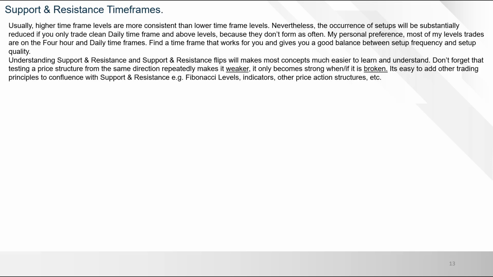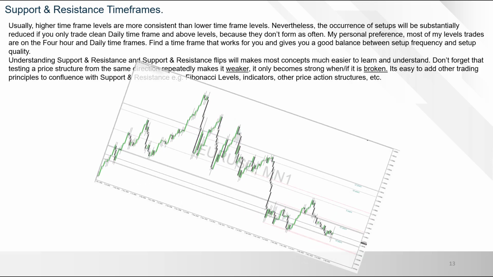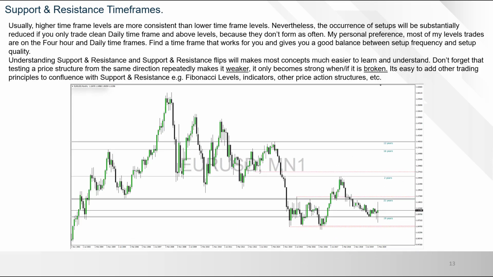It is easy to add other trading principles to confluence with support and resistance, e.g. Fibonacci levels, other indicators, other price action structures. Meaning, once you have your support and resistance, it's easy to add other elements of technical analysis, like Fibonacci levels, for you to make a decision on what you are going to be trading.